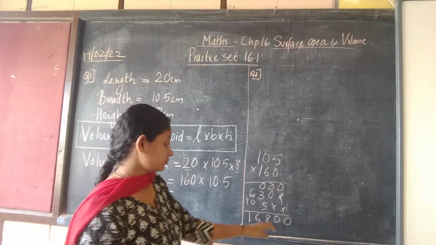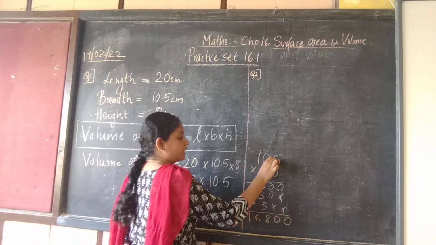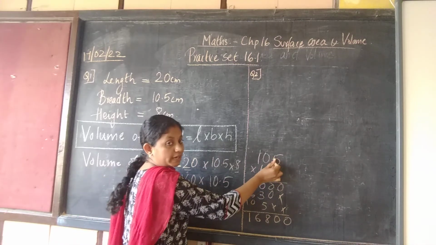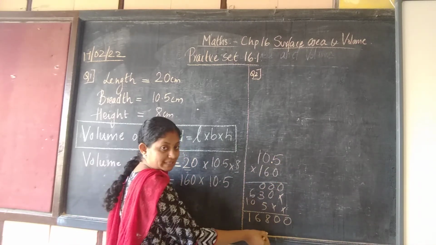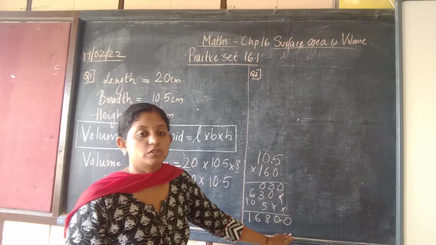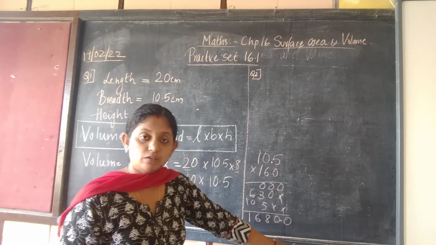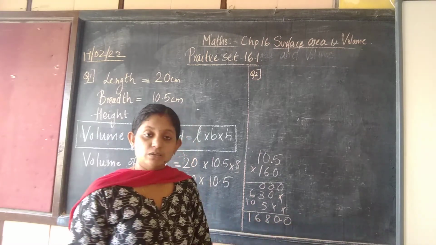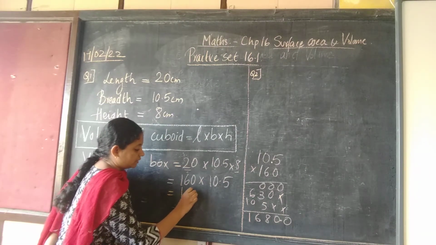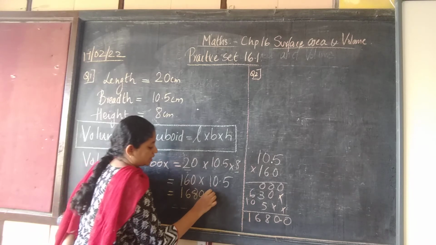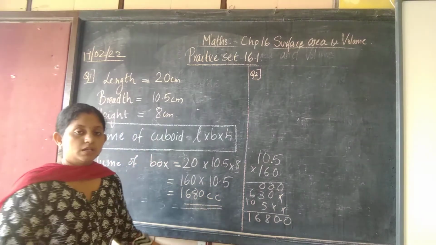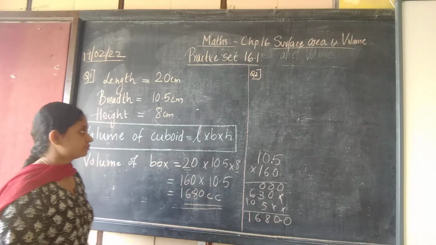Now here it is not 105 but 10.5. So you are going to put the decimal point before how many numbers? One number. So before one number you are going to put a decimal point. So here what you are going to get is 1680.0. After the decimal point, as 0 has come, we all know that it doesn't have a value. So what will be our volume here? 1680 cc, that is cubic centimeter. This will be our answer.